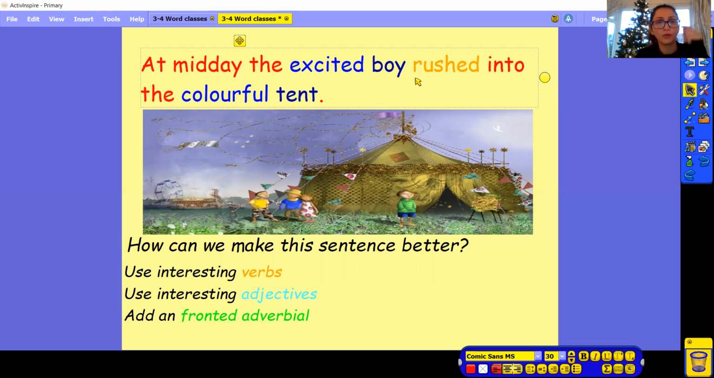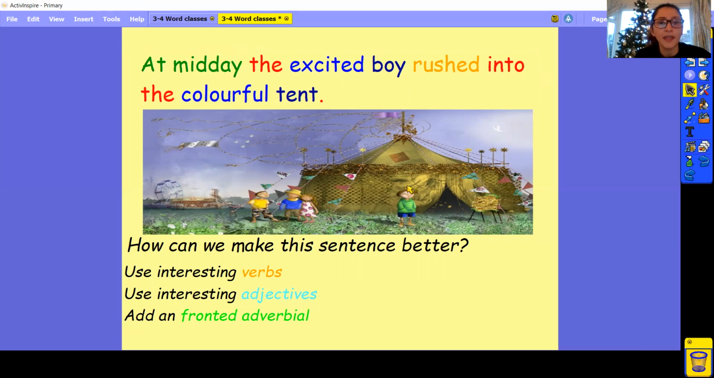Now, remember that rule of after a fronted adverbial, I'm going to change this to green, the excited boy rushed into the colourful tent. What sort of punctuation needs to come after a fronted adverbial? Have a think.